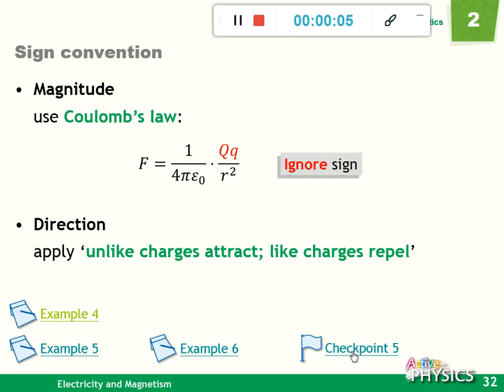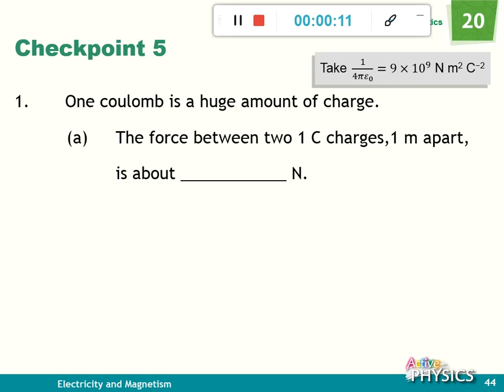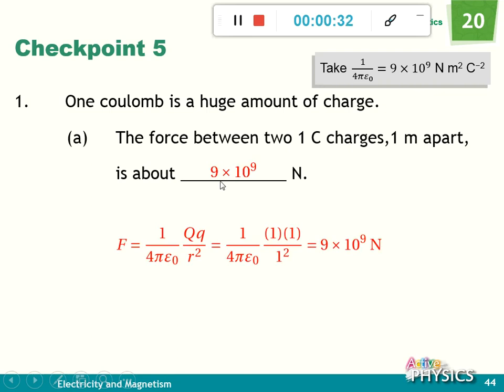Chapter 20.3, page 29. Okay, look at this. 1 coulomb is a huge amount of charge. Actually, this one is correct because this bracket is very small. The force between two 1 coulomb charges 1 meter apart is about what? Put everything into the formula, you can find out the answer. The answer is this one.